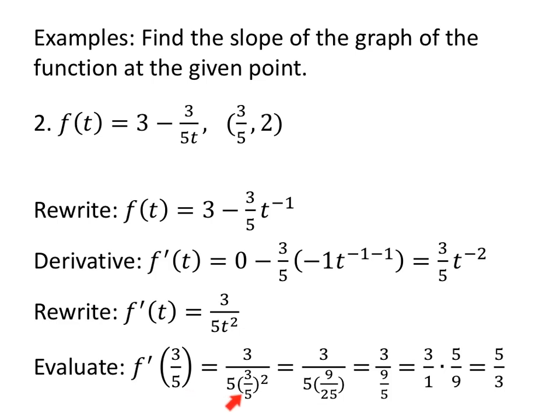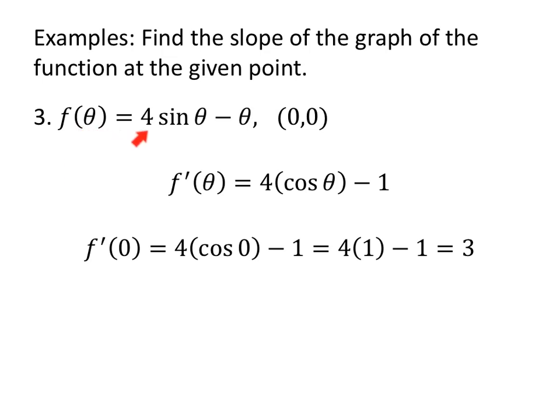Substituting 3/5 in for t. First I square: 9/25. 9/25 times 5 will be 9/5. Instead of dividing by a fraction, I can multiply by its reciprocal. This is 15/9, which simplifies to be 5/3.